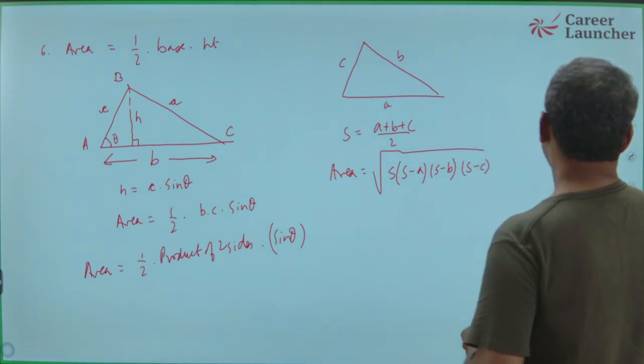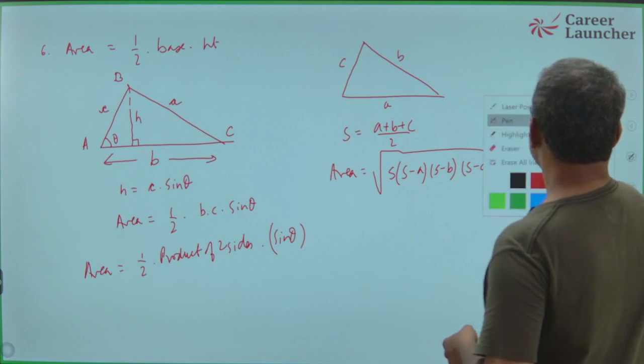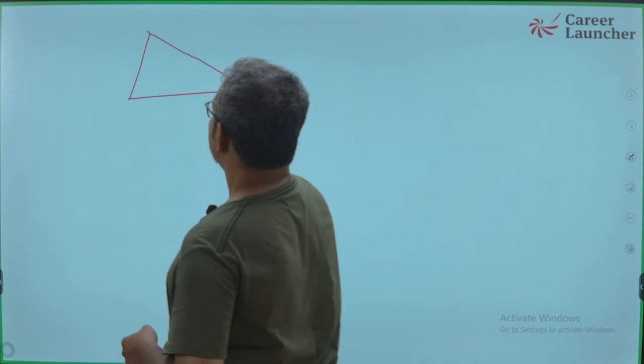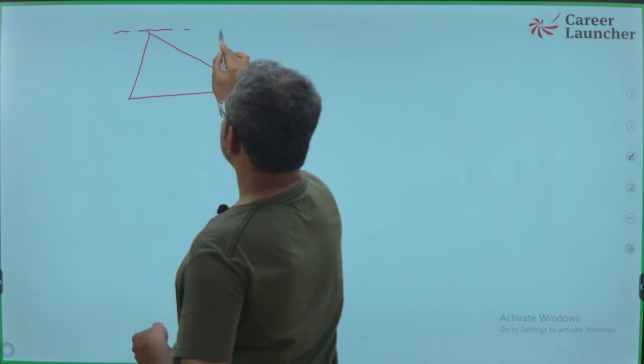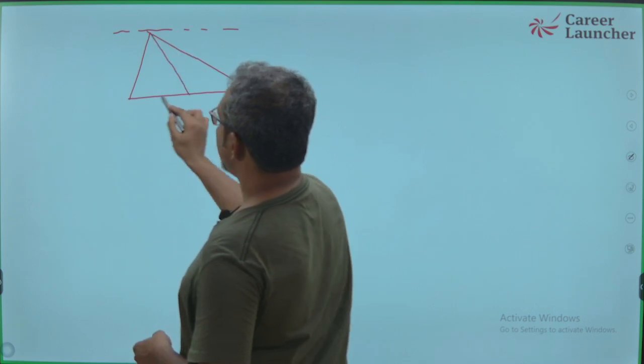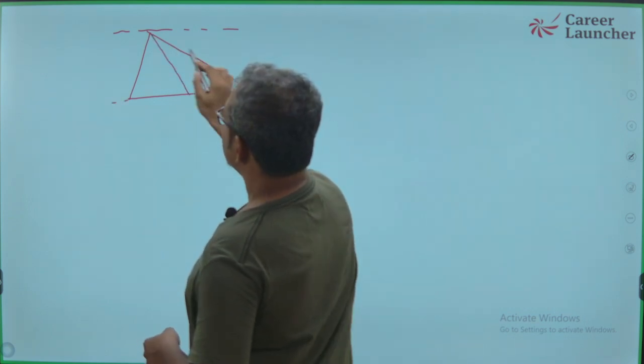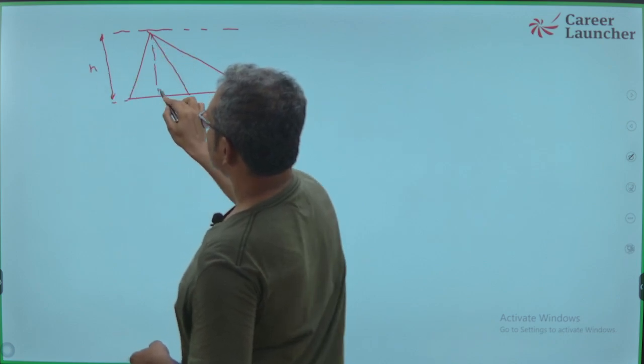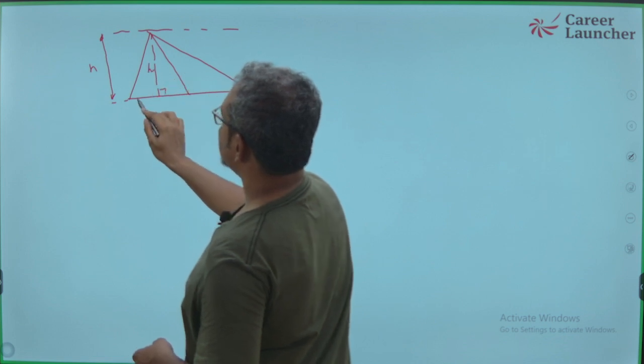Next, an extension of this rule is, if two triangles lie between the same parallel lines, that means the two triangles will have the same height. If I drop this perpendicular, this height will act as height for both the triangles.